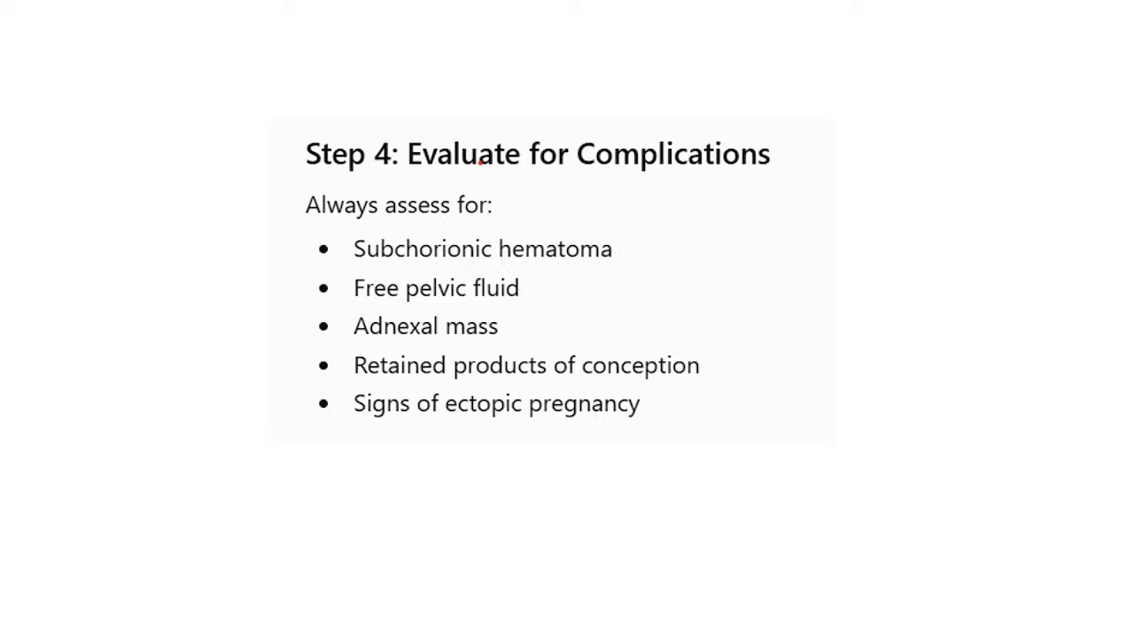Evaluate for complications. Always assess for subchorionic hematoma, free pelvic fluid, adnexal masses, retained products of conception, and signs of ectopic pregnancy. So, guys, this is your Bible. Please, when you're doing your first trimester ultrasound scan, you must evaluate those signs of complications. Is there any subchorionic hematoma? Yes or no? And you localize it.